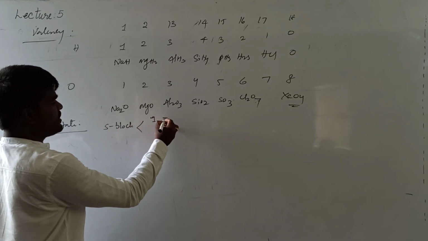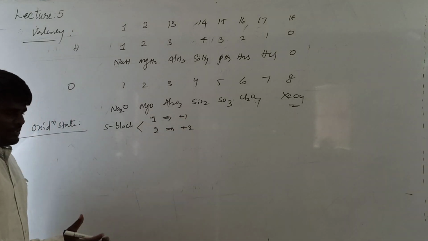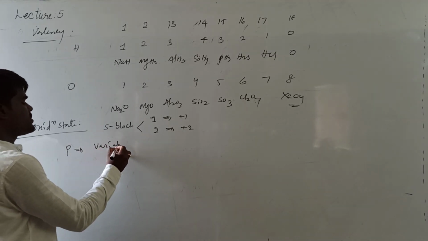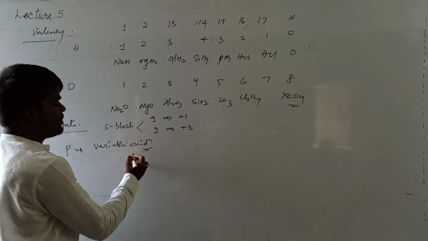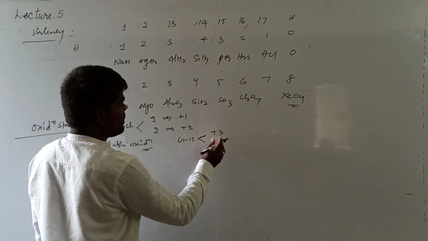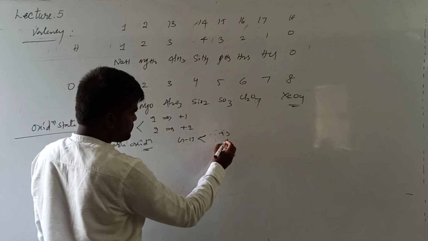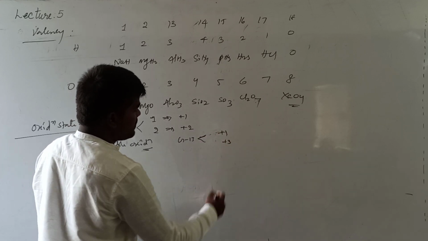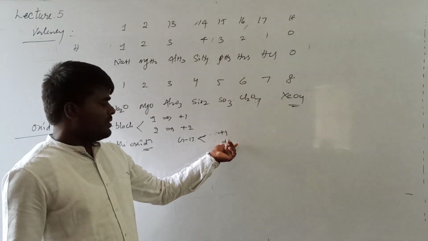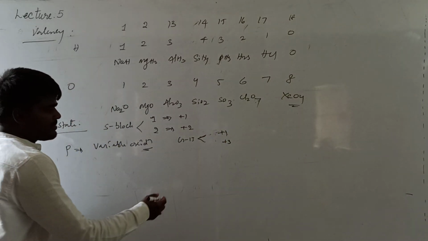Group 1 elements will exhibit a +1 oxidation state, and group 2 elements will exhibit +2. These are fixed: +1, +2. If you are talking about the p-block elements, they exhibit variable oxidation states. Suppose you are talking about group 13, it will exhibit two oxidation states, either +1 or +3. Basically, in the case of lower elements it will be +3, and for higher elements it will be +2. Like this, there are different cases.